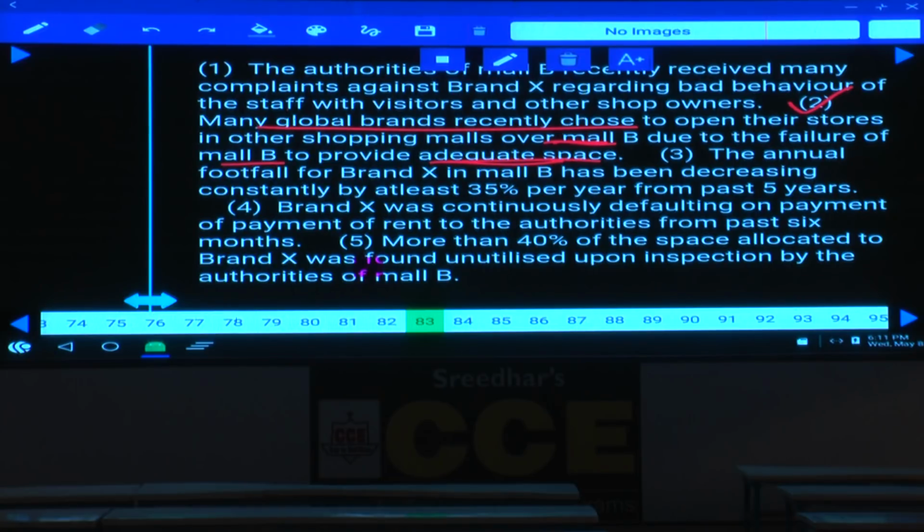Then now what is the choice given here? 83 లో 4 ఉంది కదా. Now 4 చూద్దాం ఒకసారి. Brand X was continuously defaulting on payment of rent to the authorities from the past 6 months. From the past 6 months these persons are not paying the rent. As these persons are not paying the rent for this huge shop, hence they were forced to relocate. కానీ వీడేమంటున్నారు చెప్పండి, the claim is in order to give to the global brands they are forcing us to leave this place అంటున్నారు. వాడి క్లెయిమ్ అది.